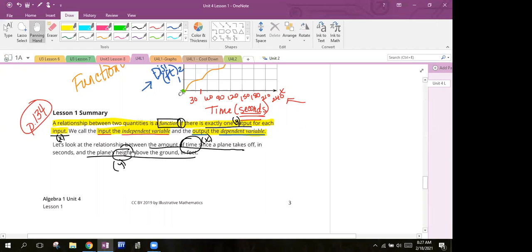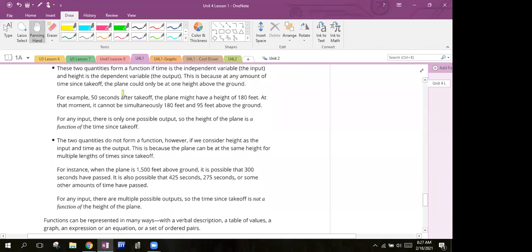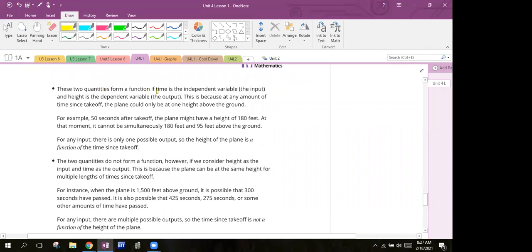Okay. So moving on to this first bullet point, it says these two quantities form a function if time is the independent variable and height is the dependent variable, which is exactly what we said. Time would have to be our X. The height would have to be our Y. And the reason is that at any amount of time since takeoff, the plane could only be at one height above the ground.